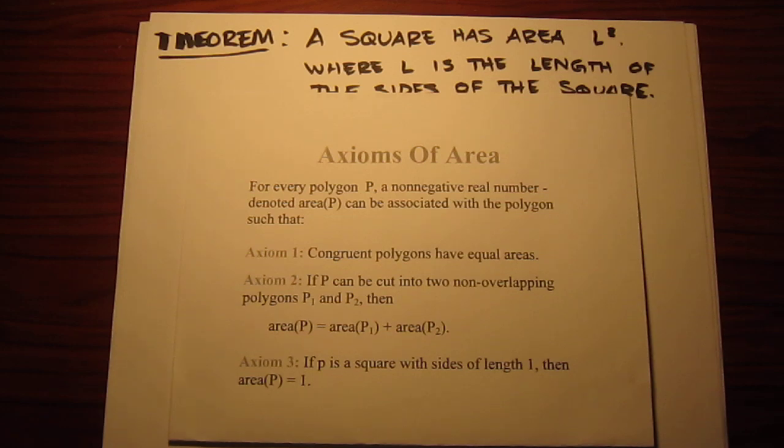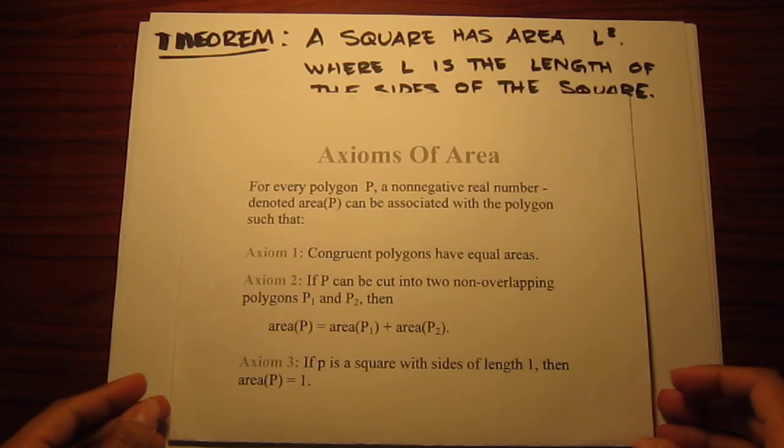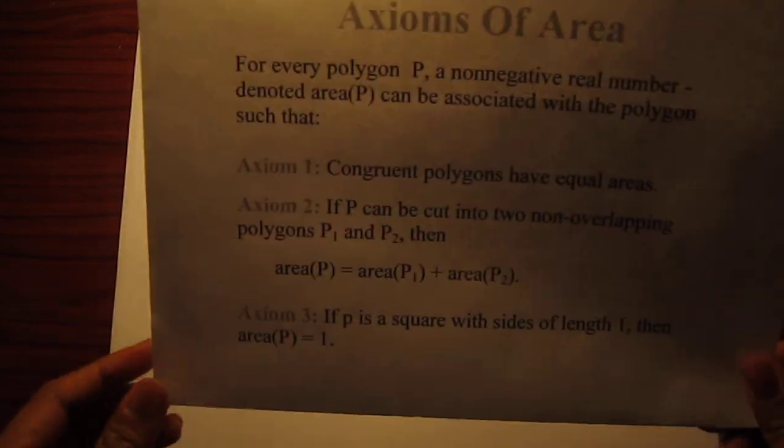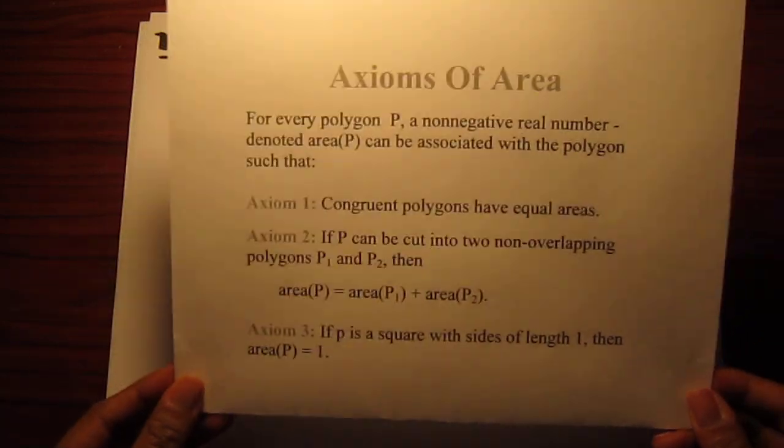I'm here to prove to you the area of a square and a triangle. Okay, so first off, I'm going to state the axioms of area. These are facts that we already know from mathematical and geometrical properties.